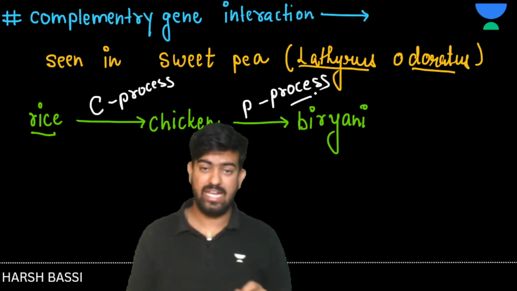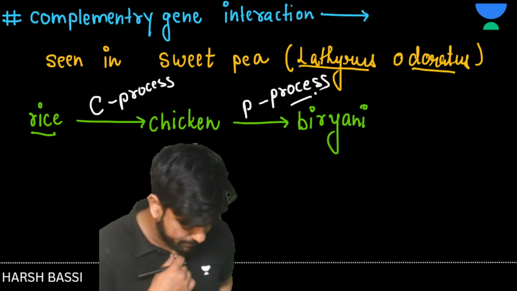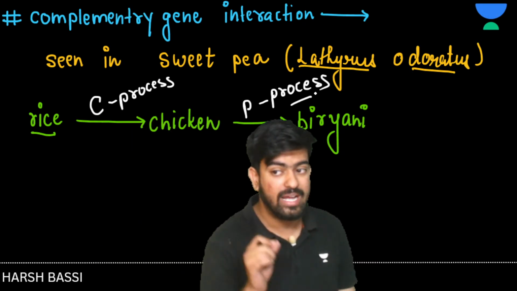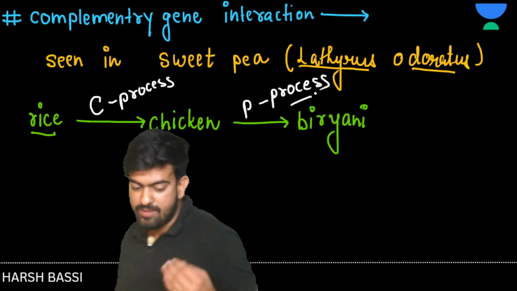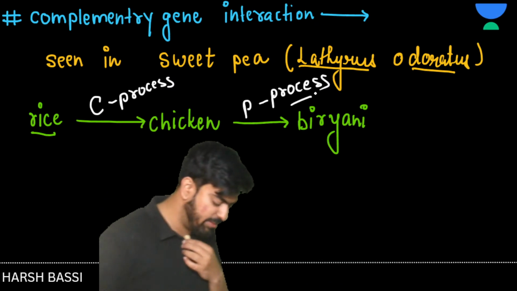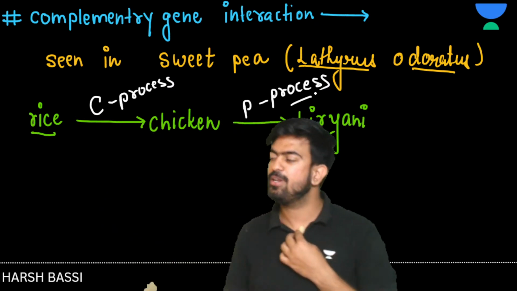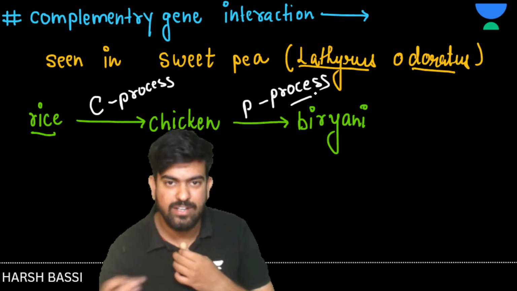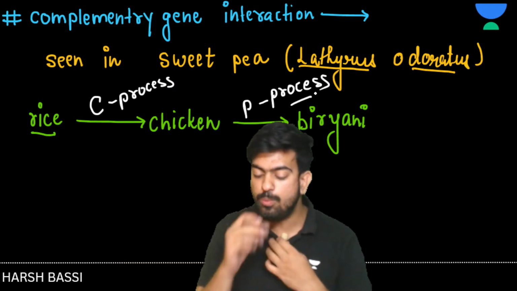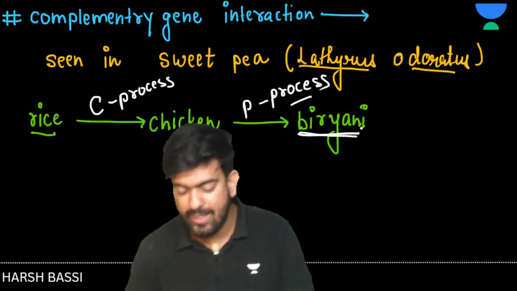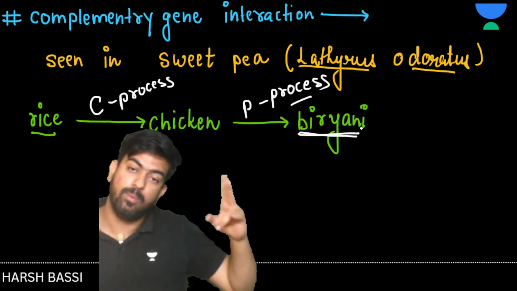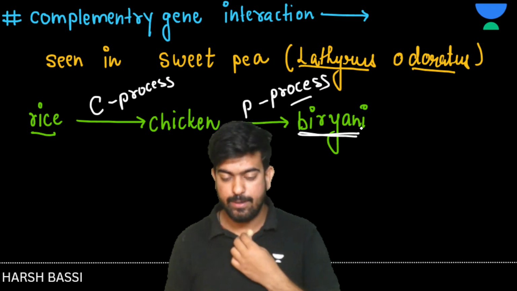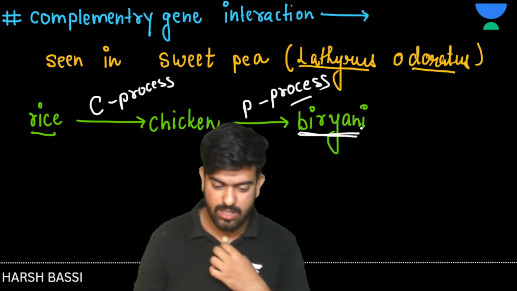Now, if any one of the processes is not done, we won't have biryani. Yes or no? Suppose you don't boil the rice. Sir, I will make the biryani without boiling the rice. So biryani will not be made. I'll make biryani without putting the dum. So biryani will not be made. So that means to make biryani, you need both the processes, C process and P process. Yes or no? Is this clear? Is this clear? Chicken biryani.